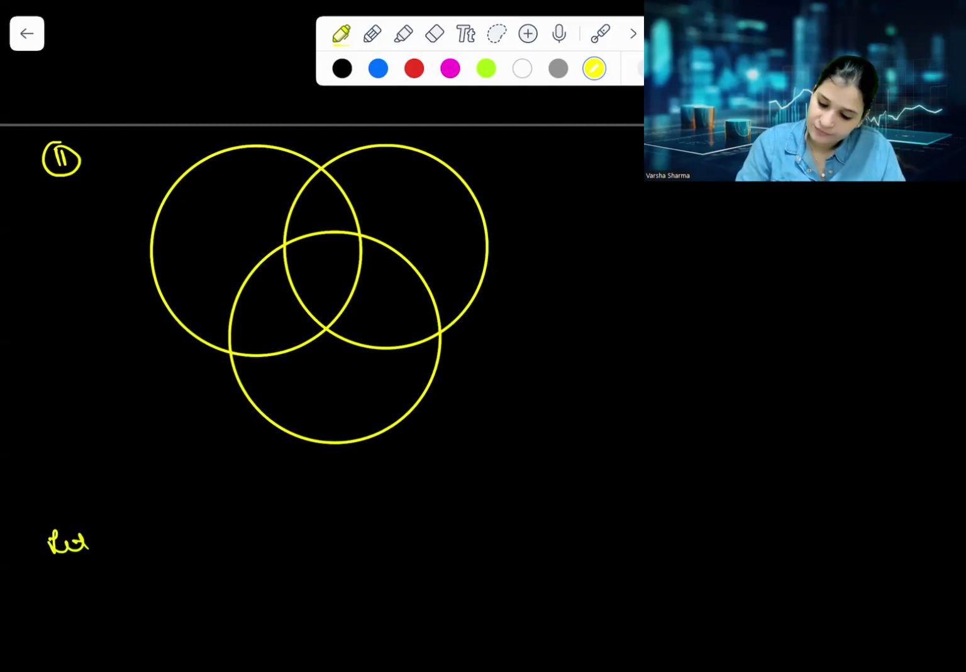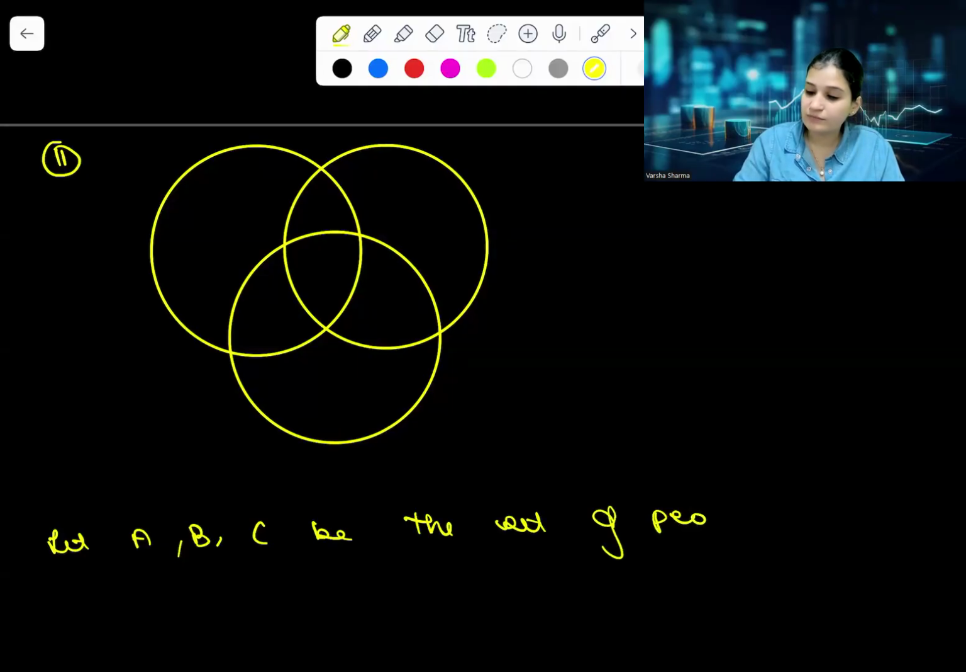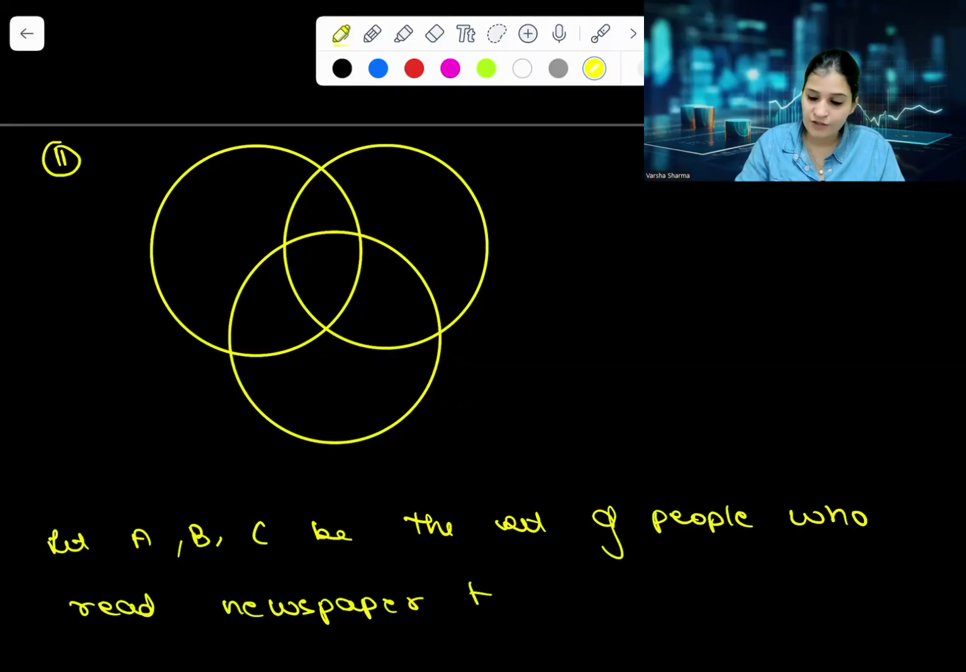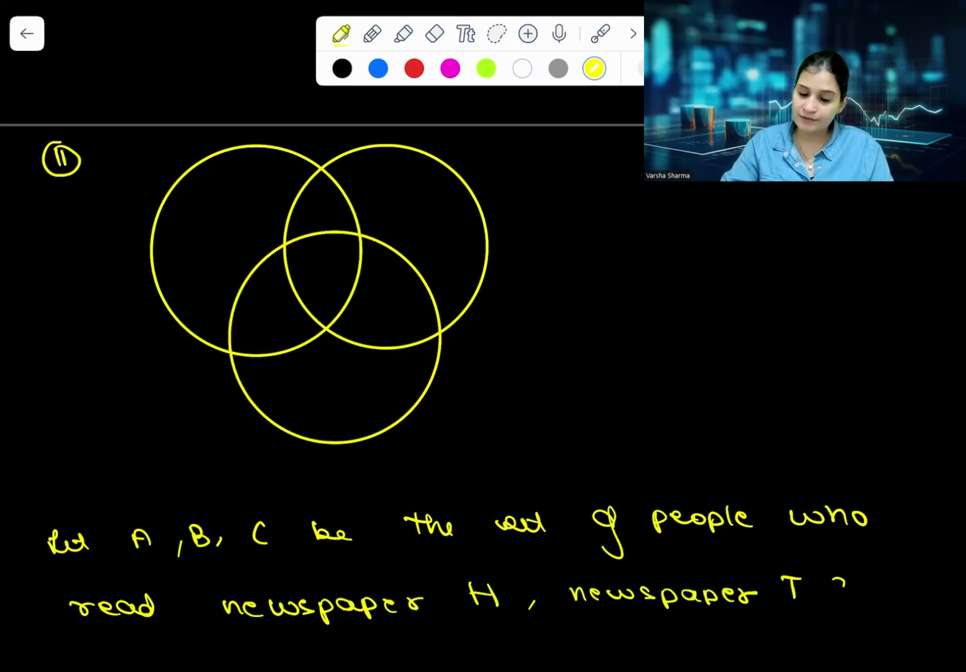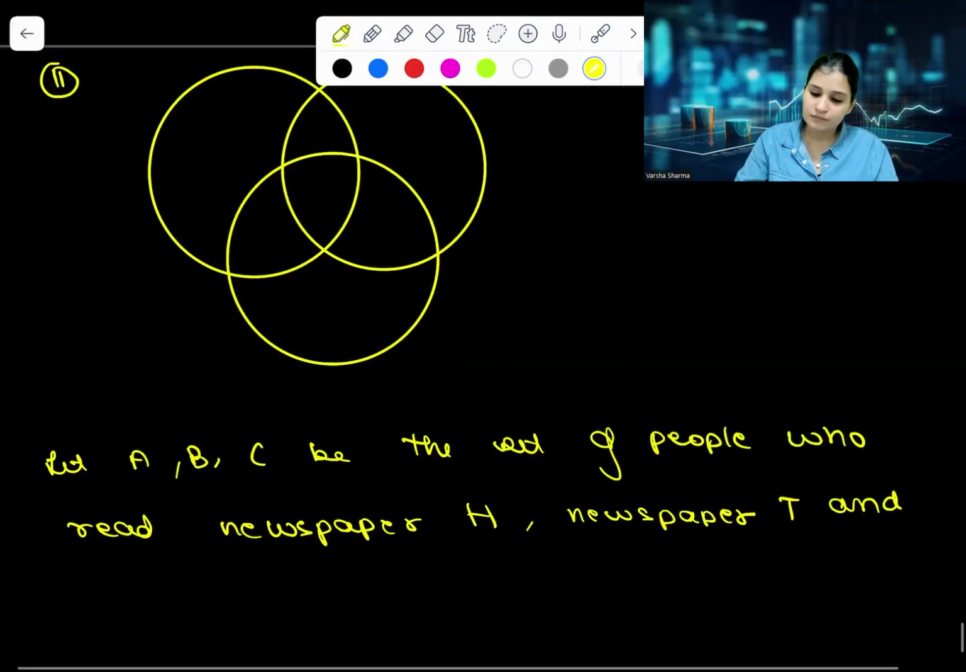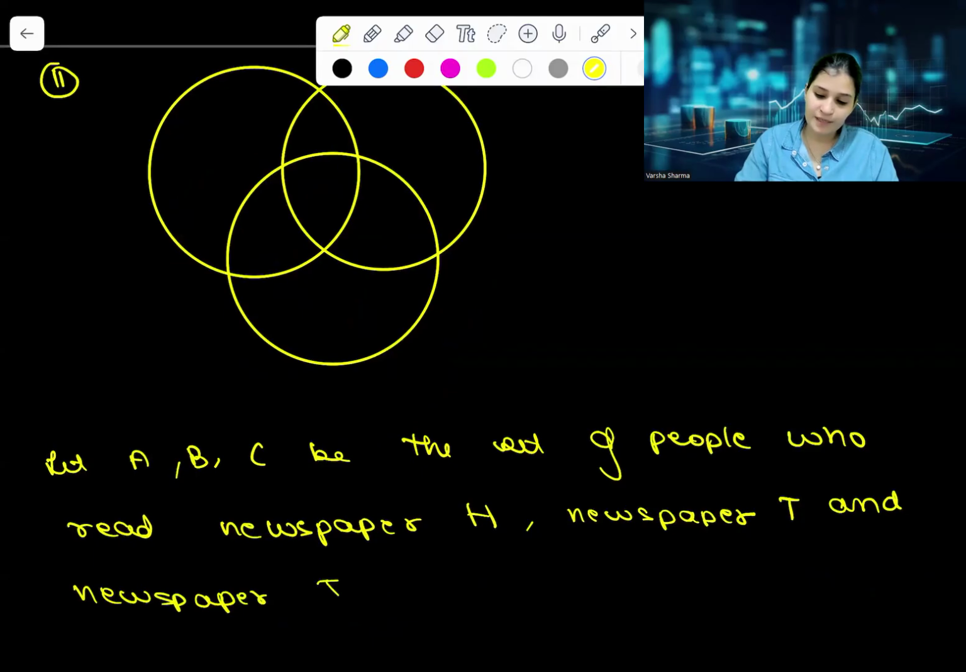So let A, B, C be the set of people who read newspaper H, newspaper T, and newspaper I, respectively.